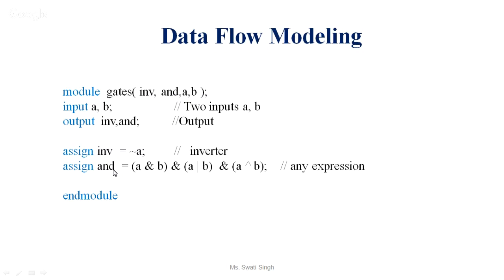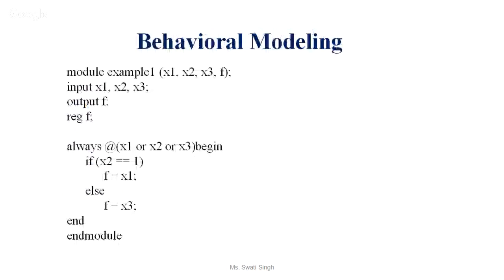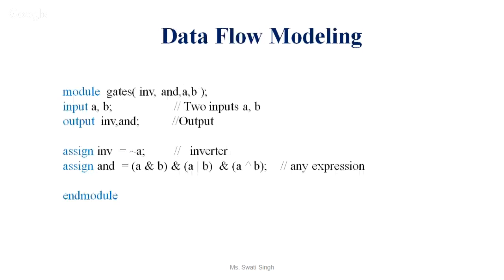Then assign AND equal to, we can give any expression, or we can simply write AND equal to A and B. And module. So this is the procedure how we write our code in data flow modeling. So basically gate level modeling, data flow modeling, and behavior modeling are the 3 methods by which we can write our Verilog program.